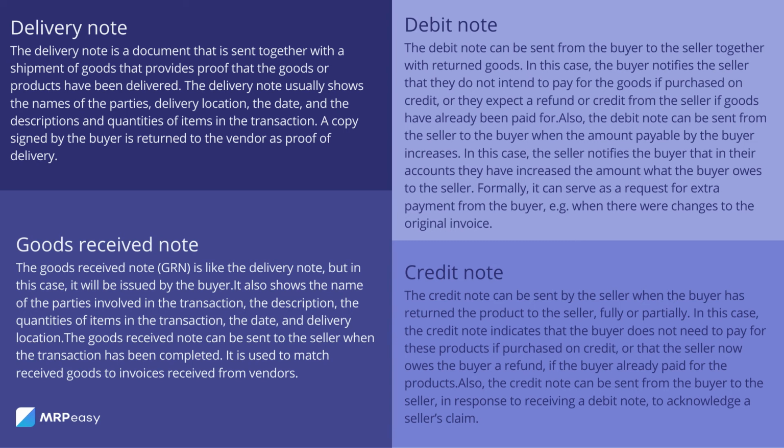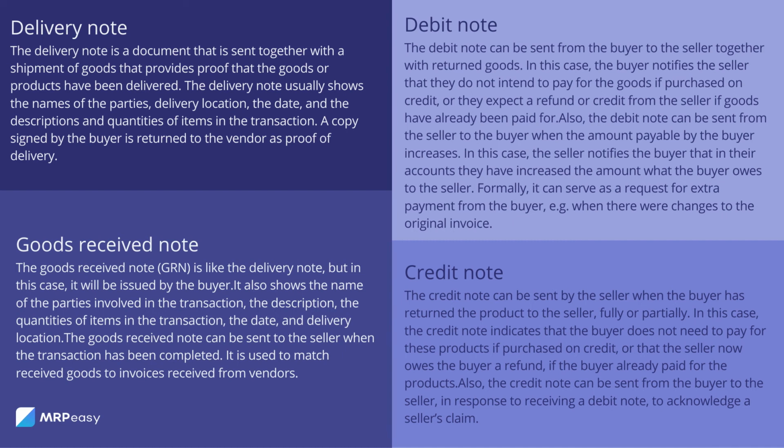Goods Received Note. The Goods Received Note, GRN, is like the delivery note, but in this case, it will be issued by the buyer. It also shows the names of the parties involved in the transaction, the description, the quantities of items in the transaction, the date, and delivery location. The Goods Received Note can be sent to the seller when the transaction has been completed. It is used to match received goods to invoices received from vendors.